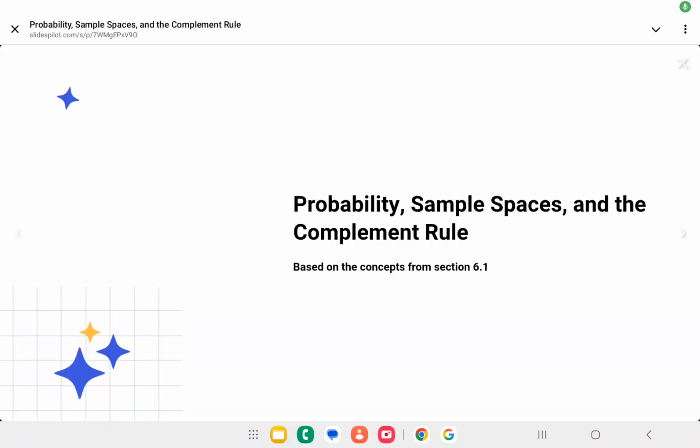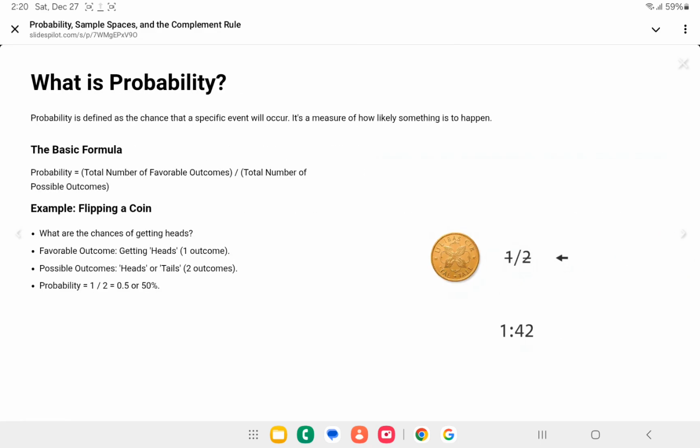In this video, we'll be learning about simple probability, sample spaces, and the complement rule. Probability can be defined as the chance that an event will occur. This is equal to the total number of favorable outcomes divided by the total number of possible outcomes.